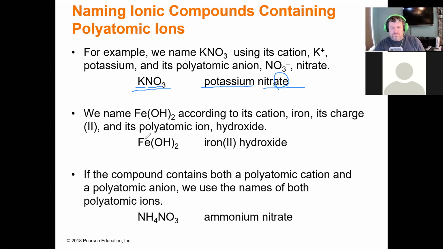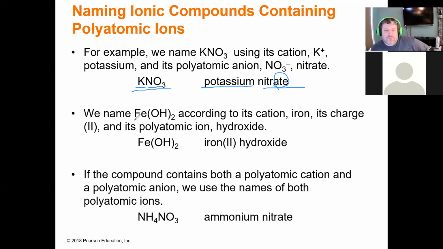What happens if we have a type 2 or one that has a varying charge? We have to specify that with the metal. So here we've got iron and it's combined with something called hydroxide. This is one of the few polyatomic ions that ends in IDE. And I know that can sometimes throw people off. They think, oh, IDE always talks about an element, not for hydroxide. Hydroxide is talking about hydrogen and oxygen together, OH with a minus charge.